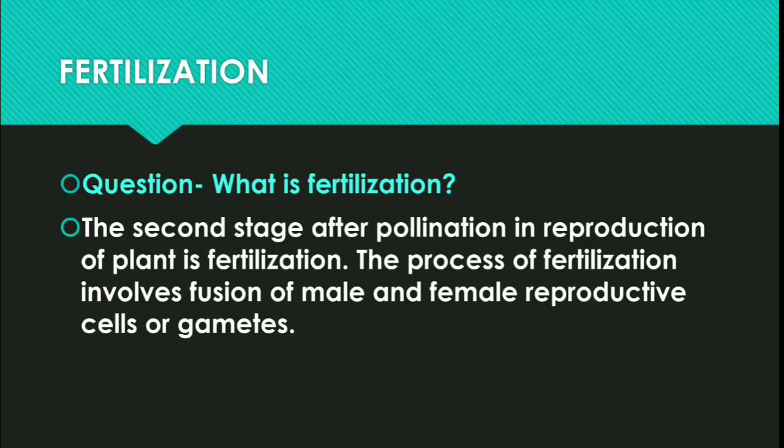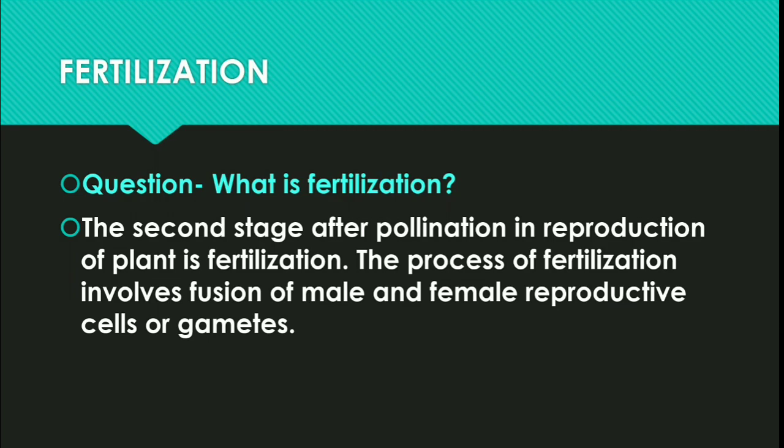What is fertilization? It is the second stage after pollination in reproduction of plants, that is called fertilization. The process of fertilization involves fusion of male and female reproductive cells, which are also called gametes. So what happens in fertilization?